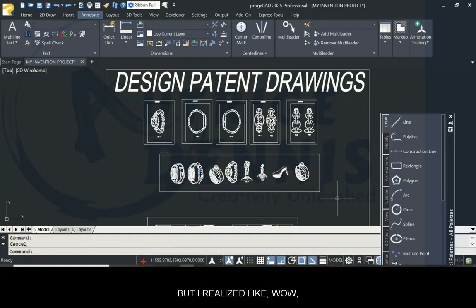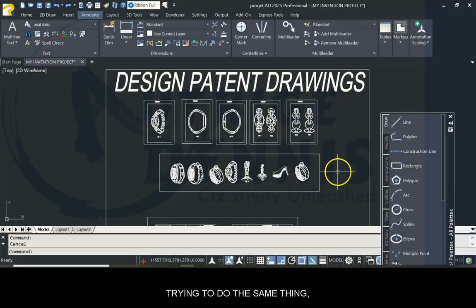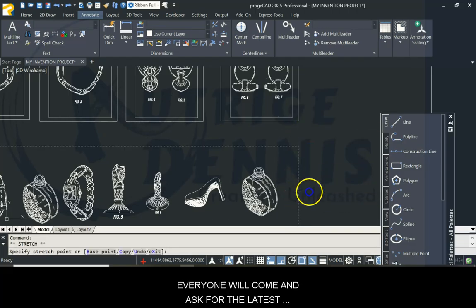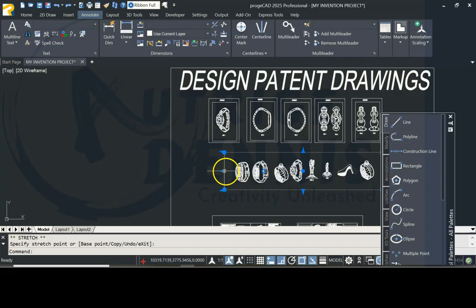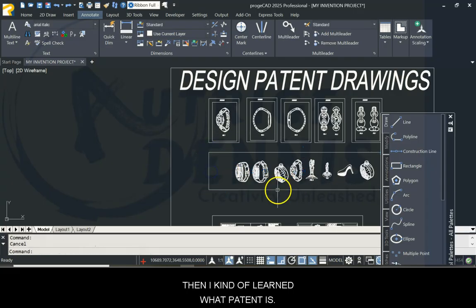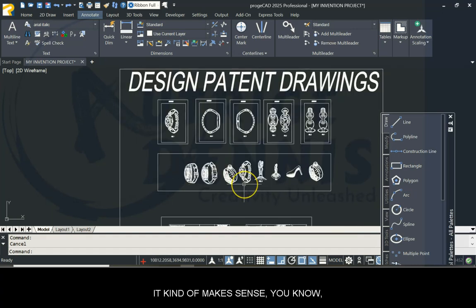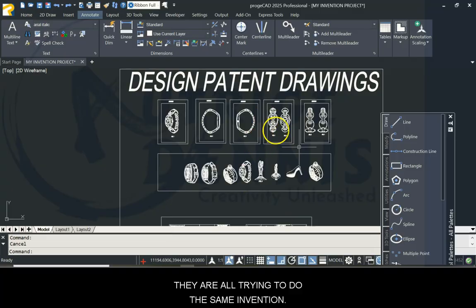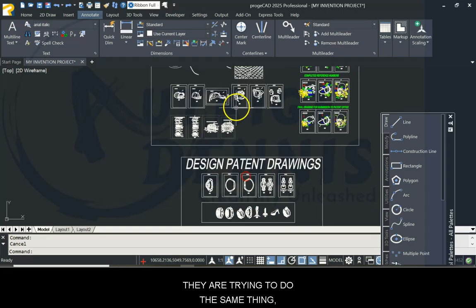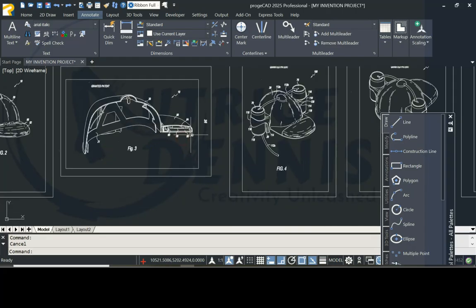But I realized, wow, there are so many exercise machines trying to do the same thing, help you lose weight. Everyone will come and ask for the latest exercise machine. So when I went to the law firm for an interview, I kind of learned what a patent is. It makes sense. They are all trying to do the same invention, the same thing, but in different ways.